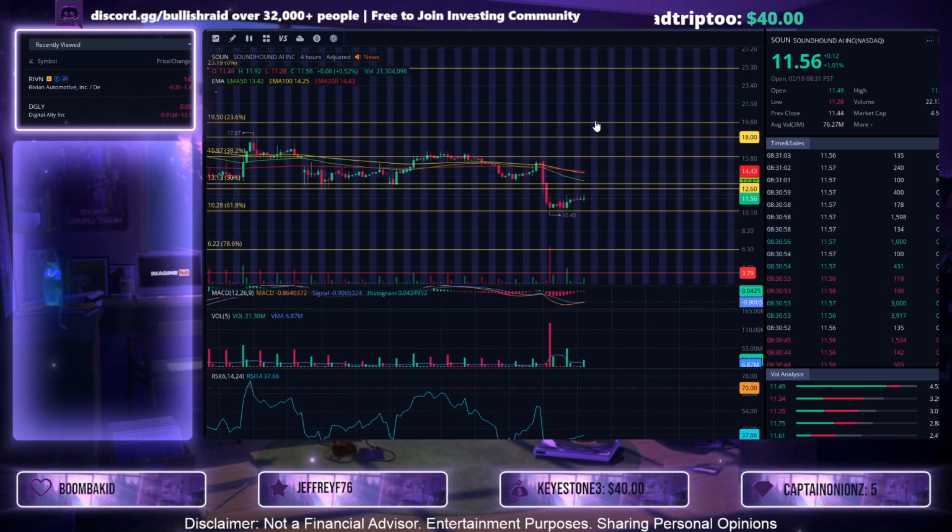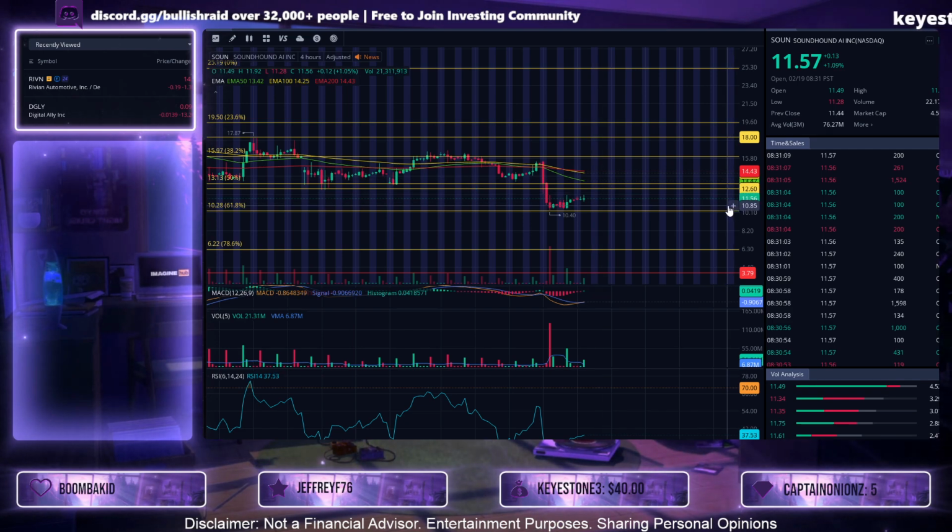So if you're in SoundHound AI, do what's best for you. This is just my personal opinion, and that if it was me, I would be holding, looking to potentially see a test towards 13 and up.